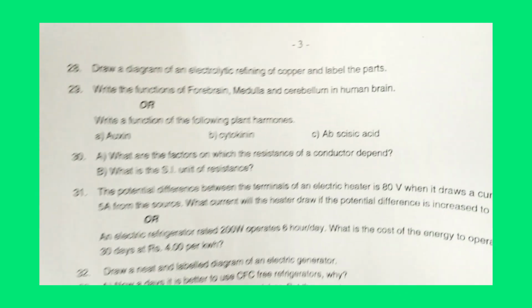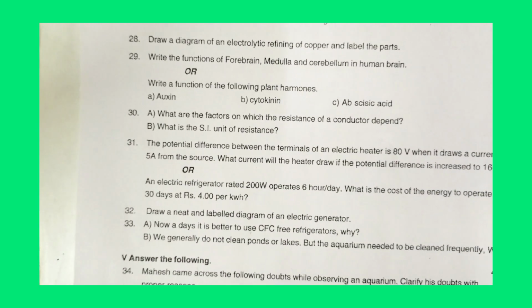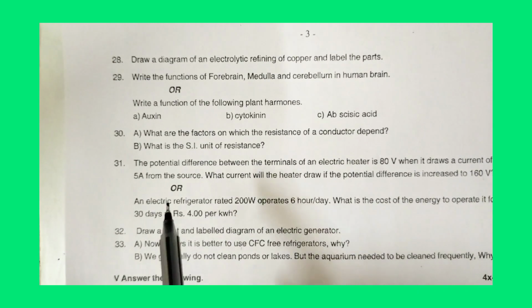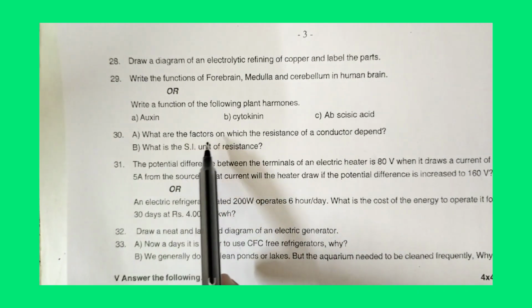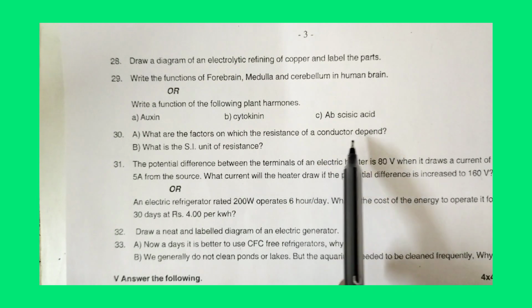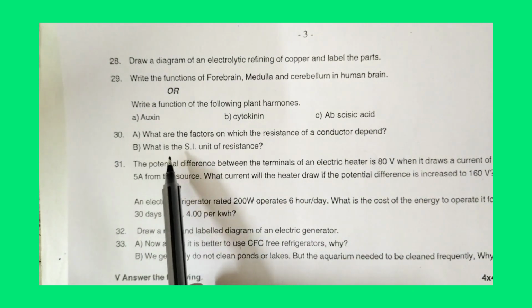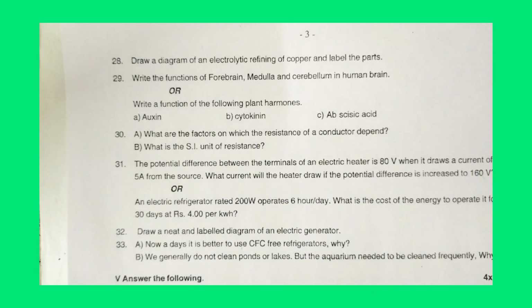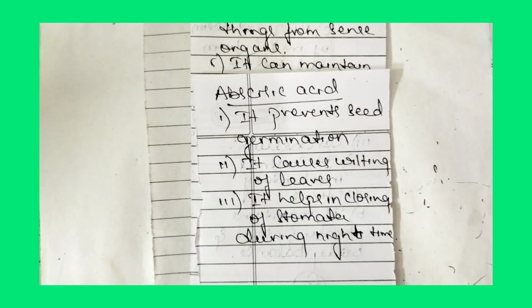Now let us move to question number 30. So question number 30 ಏನಿದೆ ಅಂತ ನೋಡೋದಾದ್ರೆ, what are the factors on which the resistance of a conductor depends? What is the SI unit of resistance? So now let us answer these two questions.